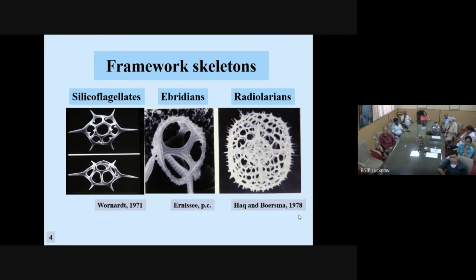And the reason probably is because the ocean is undersaturated in silica. The seashells can be continuous shelled because they don't have to worry too much about getting the calcite for that. So the three groups are the silicoflagellates, the ebridians, and the radiolarians.